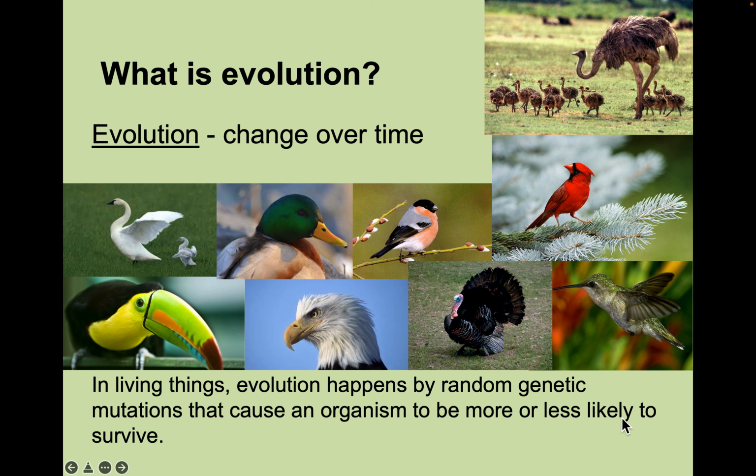Evolution means change over time. In living things, what's actually changing is their genetics. So those genetic mutations, those genetic changes, could cause an organism to be more or less likely to survive in their environment. That's what's going on with evolution. It's the background of it. Whatever genetics you have either makes you more or makes you less likely to survive in your environment.